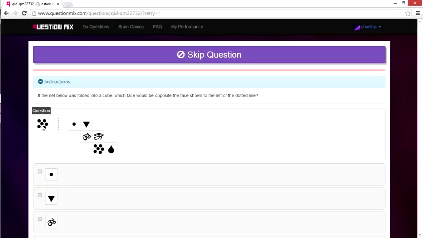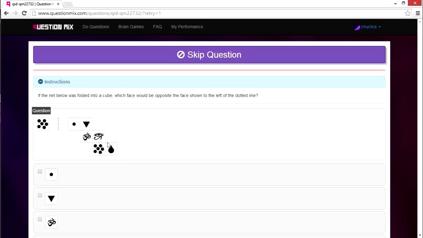So you can see here, it's asking you which face would be opposite the one with the six dots. Now just looking at this net, I think it's fairly clear that it can't be this one here because this face when folded is actually going to be touching this one. The same goes for this one here. It's not going to be that one. And this one here, you can see this would just fold around here and also be next to that one.